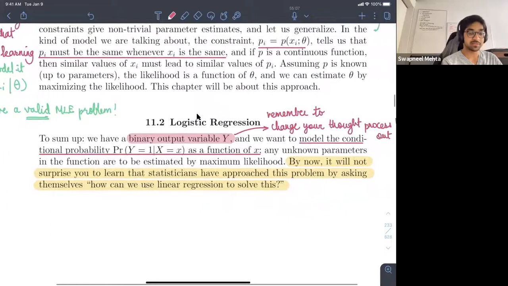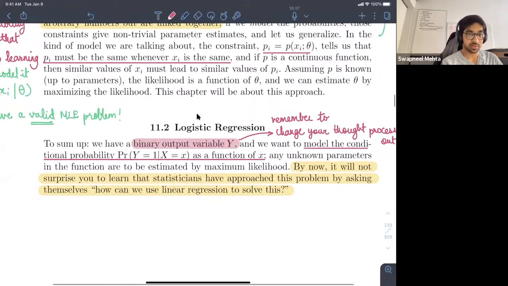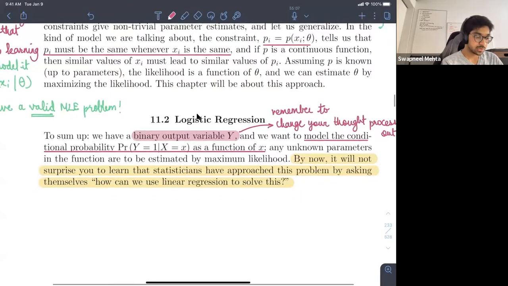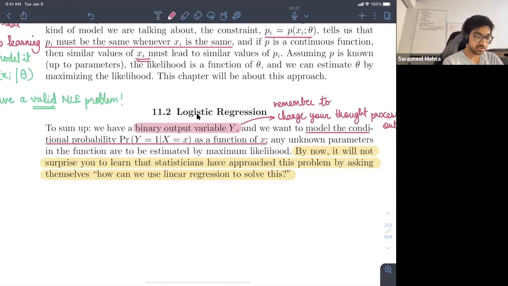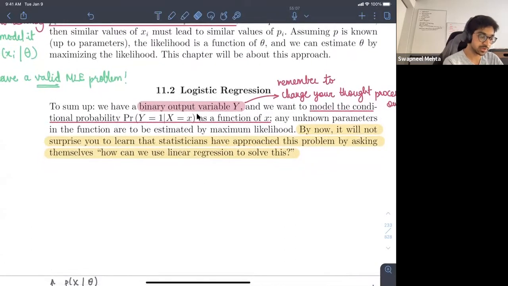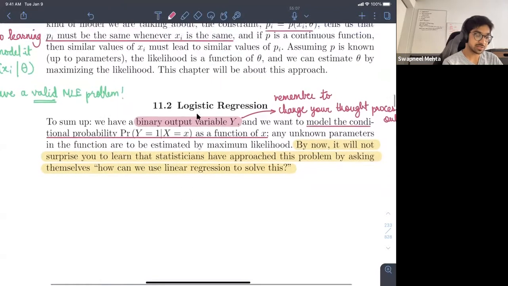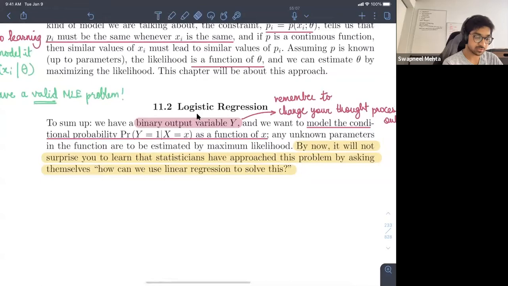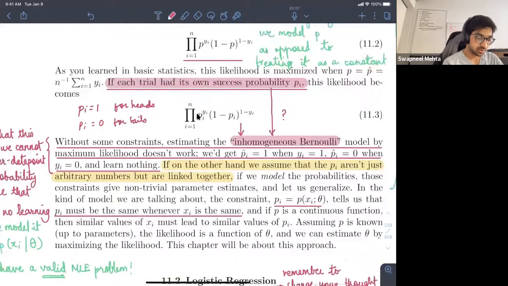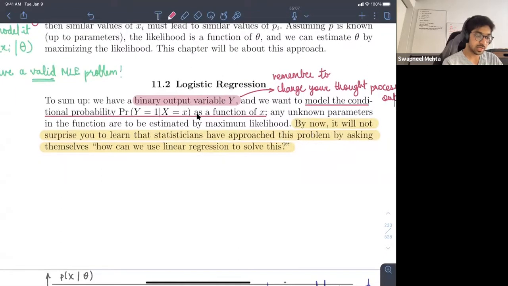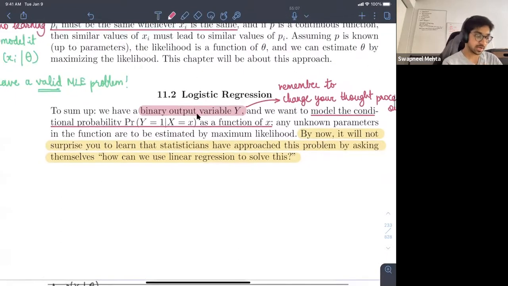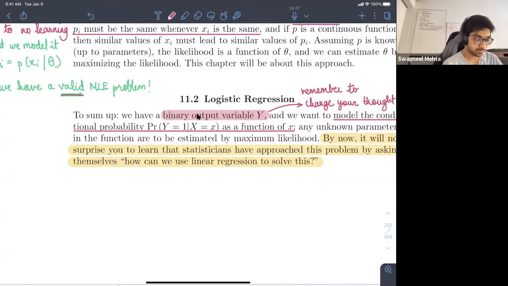So we are assuming that p is a function of x, because if we don't, then we can't do anything, right? And so similar values of xi must lead to similar values of pi. I mean, fair enough, it's a function, right? So similar arguments to the function should lead to similar probabilities. Then we obtain this likelihood as a function of theta as opposed to a function of pi, and that gives us a valid MLE problem. That's what I'm talking about here.